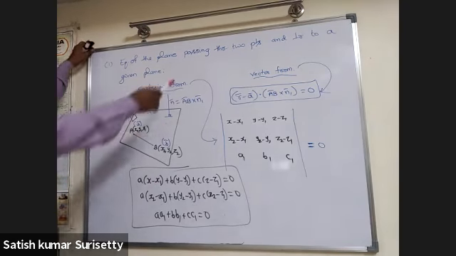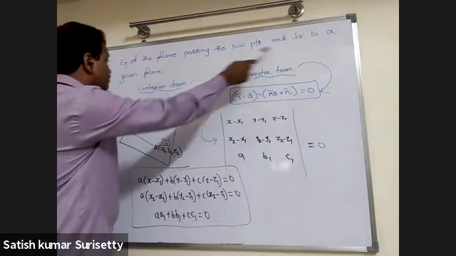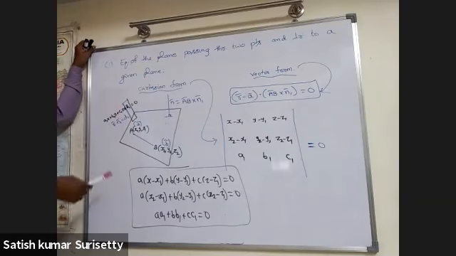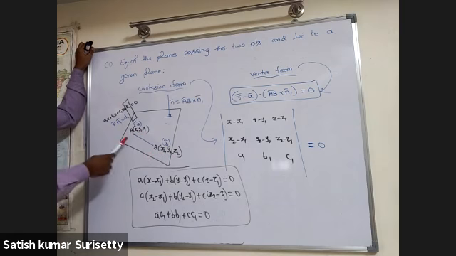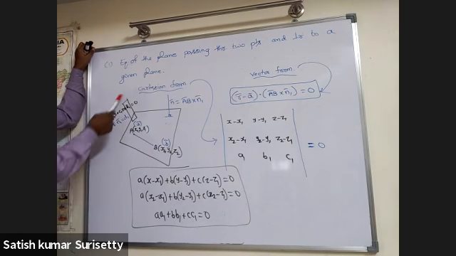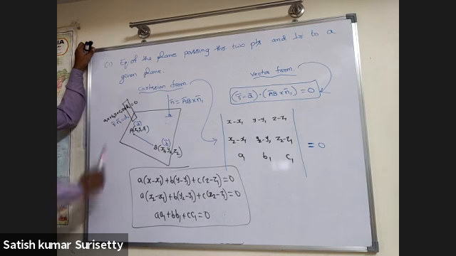So, equation of the plane passing through 2 points and perpendicular to a given plane. So take the 2 points as (x1, y1, z1) and (x2, y2, z2). In terms of vectors, the position vectors of A and B are a bar and b bar, and the plane is perpendicular to the plane a1x plus b1y plus c1z plus d1 equal to 0. In the vector form it is r bar dot n1 bar equal to d1.